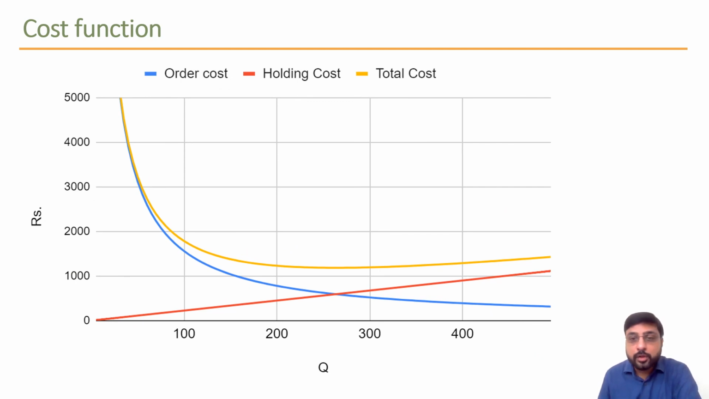Let's plot the cost function and try to see how the costs change. We have already seen that the material cost is incurred irrespective of whatever value of Q you take, because the material cost is nothing but C into D. There is no Q involved in that. So the only other two costs that we have are the order cost and the holding cost. Order cost is nothing but K into D by Q. So as Q becomes larger and larger, the total ordering cost K into D by Q is going to fall down.